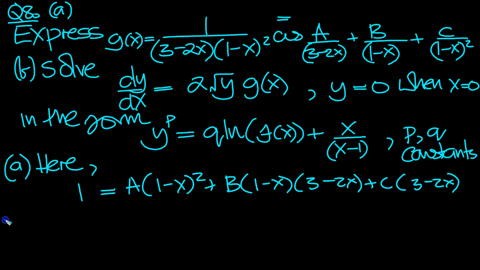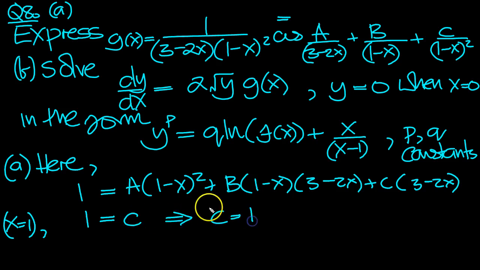So that's what we've got then, so let's put in x equals 1. That should be the easiest thing to put in for the most part. 1 is equal to, put 1 in here, 0, 1 is 0 here. So it's just this term here. 3 minus 2 is 1. C times 1 is C. So C equals 1. So there's the value of C.